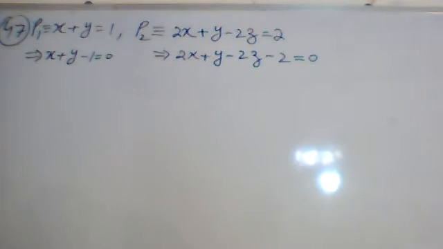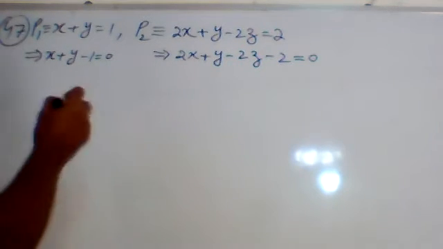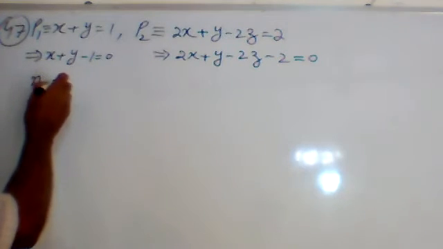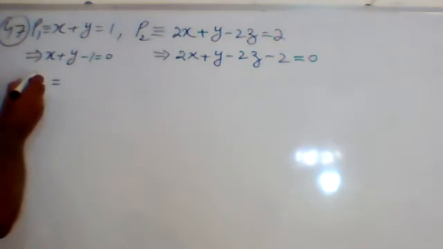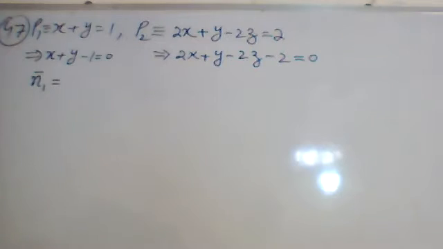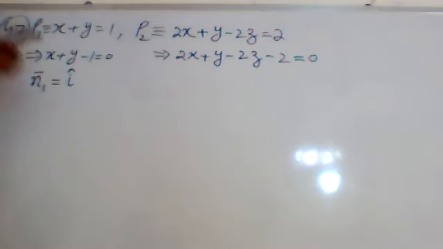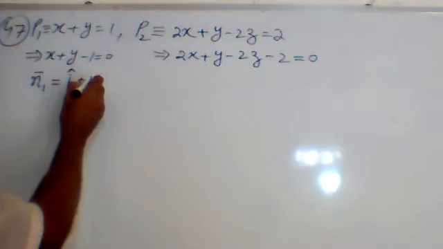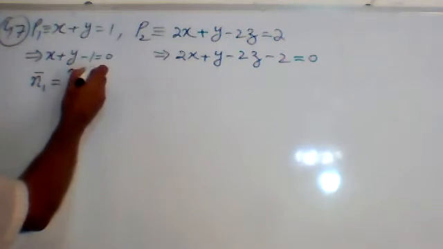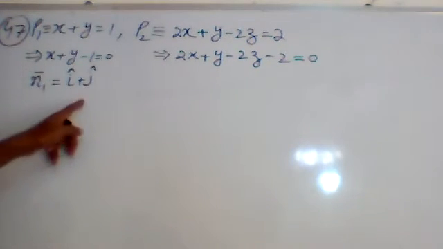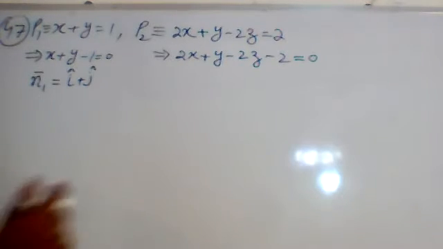So first of all, we'll find the normal vector for plane 1. The normal vector n1 will become 1i. The coefficient of x is 1, 1 into i will be i. Then coefficient of y is plus 1, plus 1 into j will be j. i plus j is the normal vector.